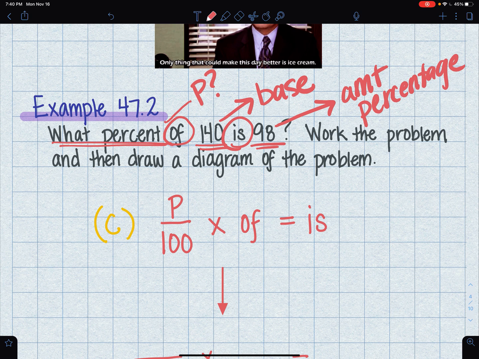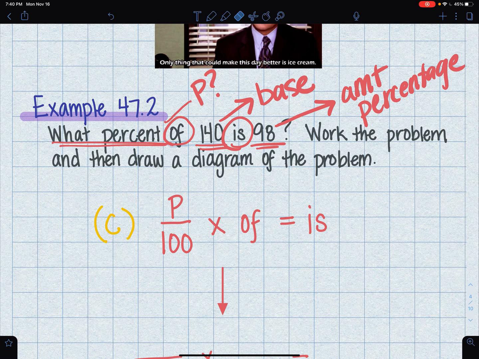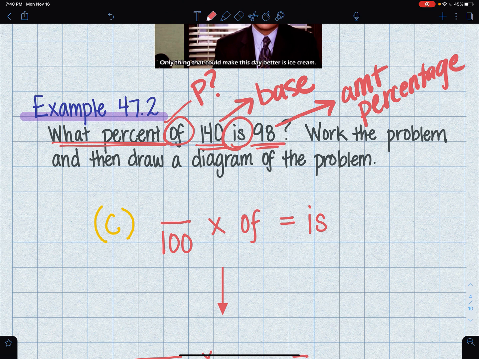Okay, so now let's solve the problem. These are the things that we're going to plug in. So of course you instantly take equation C out of your head and put it right there. Okay, so that's equation C. You know it off the top of your head, so let's just plug in those numbers. What percent? So I'm going to put WP because that's the thing we're solving for. And then if I erase of, what is going to go there? Well, the base is going to go there, which is 140. And what about is? What number is going to go there? Is the amount that we're left with, or the percentage, which is 98.